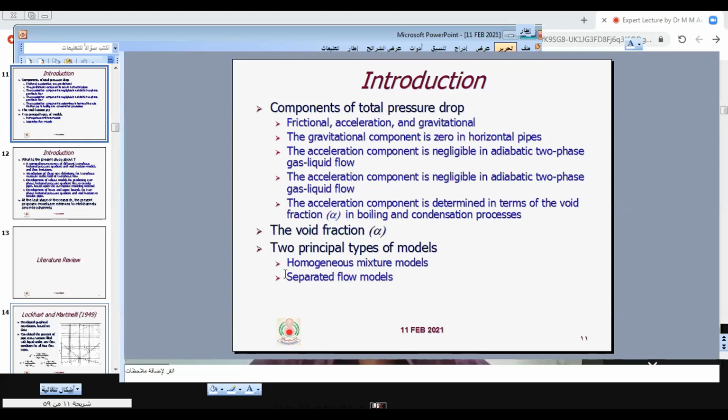The second model is the separated model. We assume that both liquid and gas move separately, and we apply the continuity equation, momentum equation, and energy equation for each phase alone, and at the interface, the shear stress is equal and the velocity is equal. And I will use the separated flow model in my second method today.